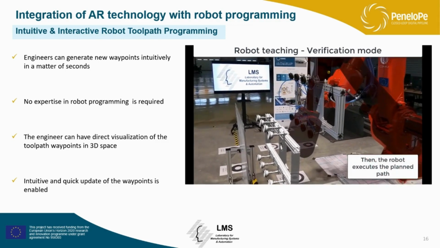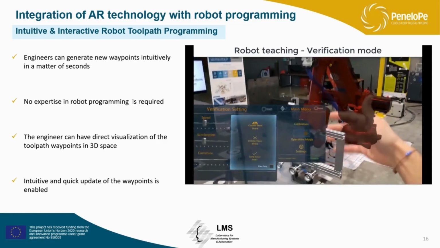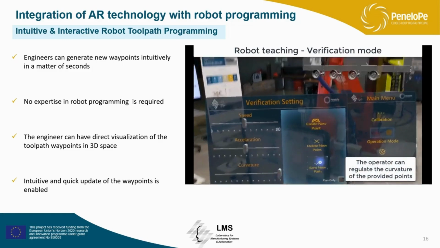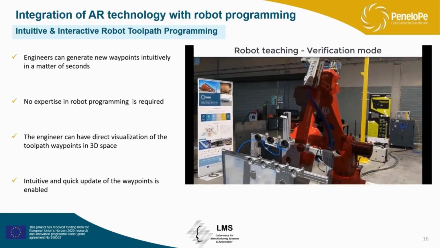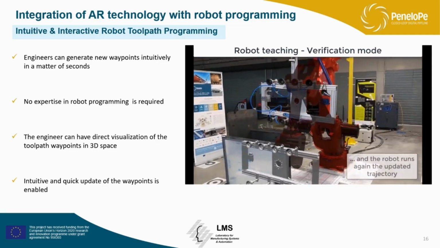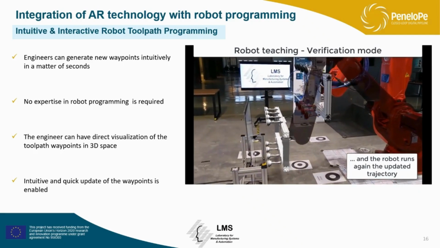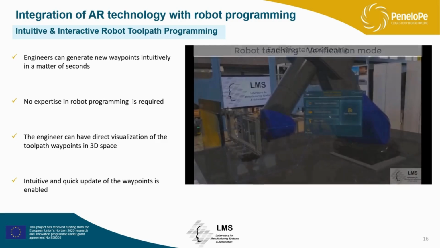In addition, engineers can change some settings, such as the robot speed or the curvature of the path, and after these updates, you can see again the new robot path that has been programmed. No expertise in robot programming is needed to use this tool, and the engineers can have a direct visualization of the toolpath waypoints in the 3D space.